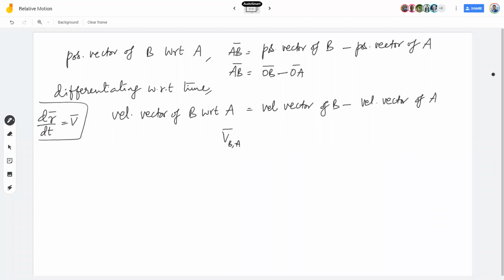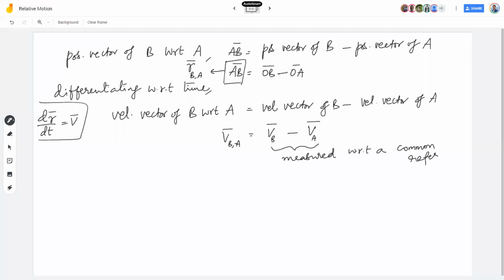This AB bar can also be written as R, B, comma A, position of B with respect to A. But when they are writing it as a vector like this, that is how it goes. So velocity of B with respect to A is velocity of B bar minus velocity of A bar. Both these velocities are measured with respect to a common reference. The common reference could be ground or any common reference.